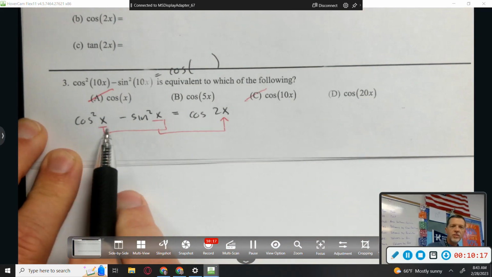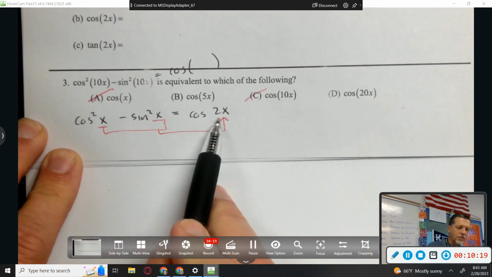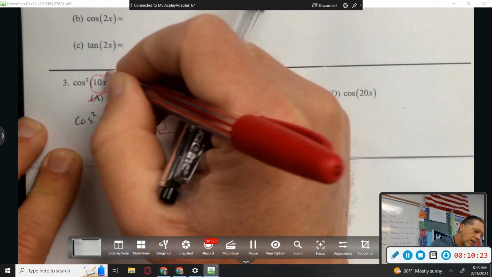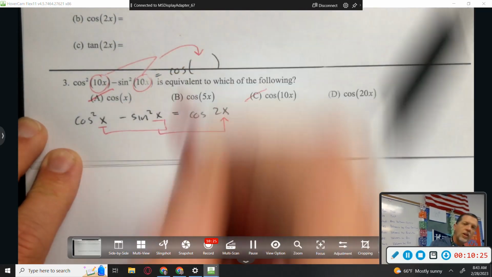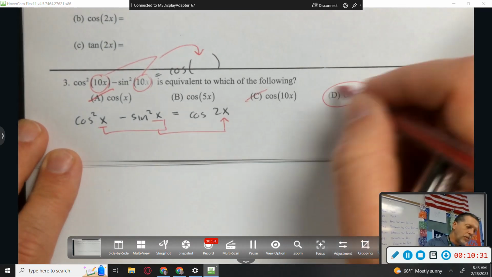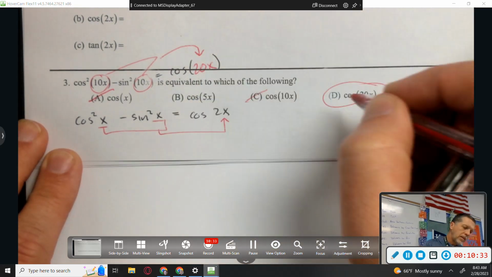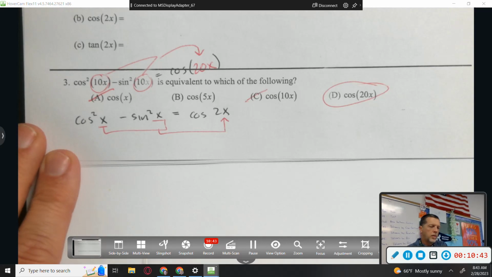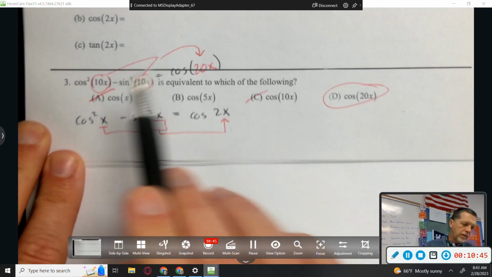From the cosine squared minus sine squared to cosine of 2, double the argument. So what's the argument going to be? 20. I'll walk you through it like that. Hopefully that makes it easier. But a very common mistake is to put B for that one. Because you know you're doubling or halving and you can't figure out which way you're going. But from here to here we doubled. So from here to here we doubled.